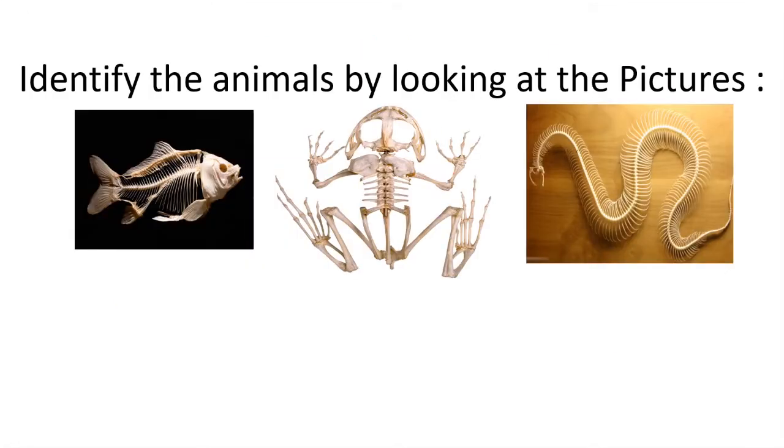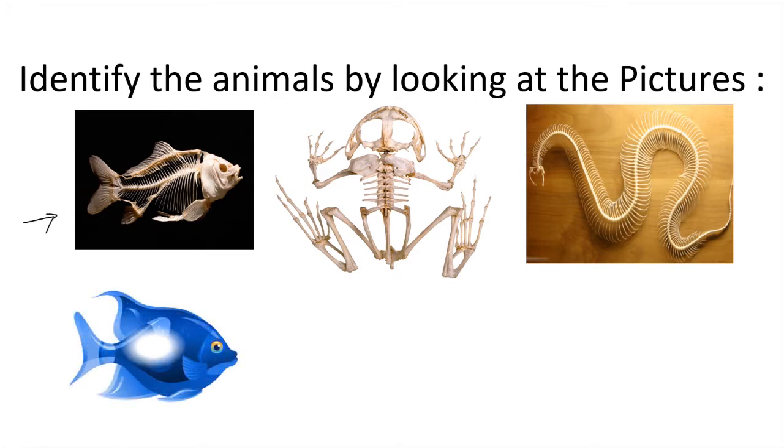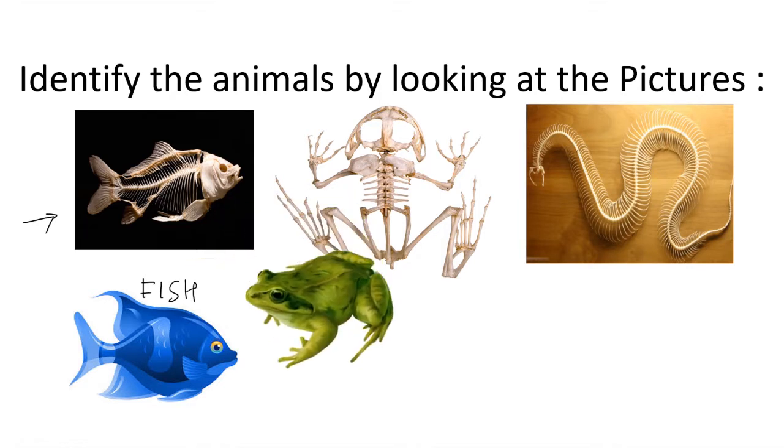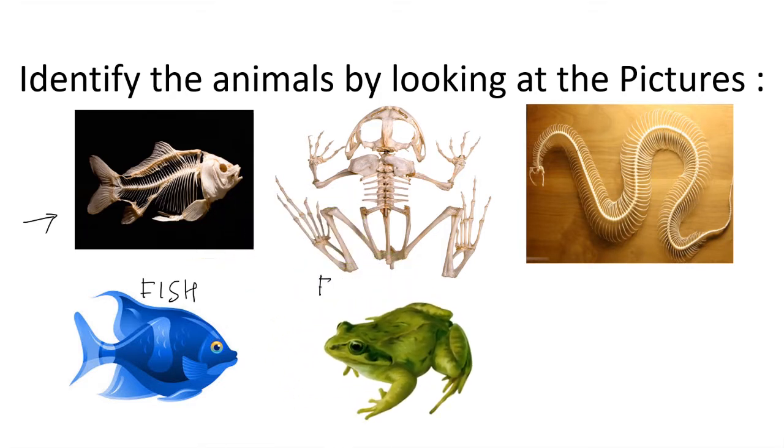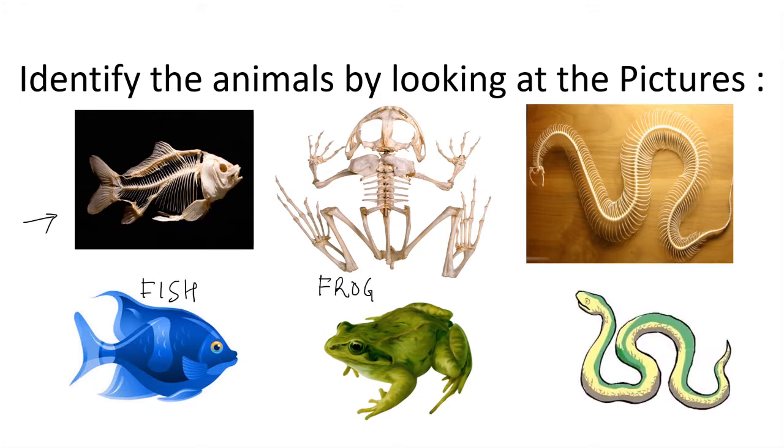Skeletal system gives shape to the body. Can you identify the animals by looking at the pictures? Since different animals have a particular arrangement of bones, it is very easy to find which animal it belongs to by looking at the structures of the bones. The first one is, as you guessed it right, a fish. The second one, by looking at the bones, you can make out it's a skeleton of a frog. And the third one, wow, it's a snake.